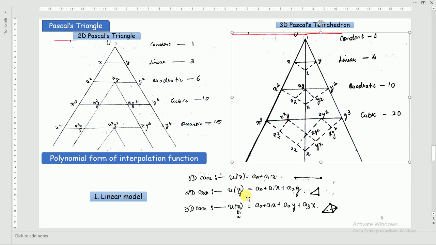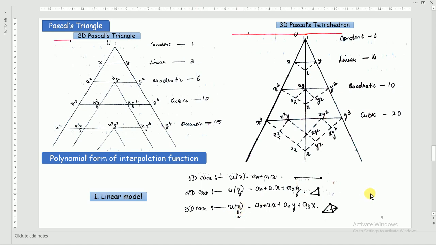Next, for the 2D case, u of x comma y is a0 plus a1x plus a2y. Similarly for the 3D case, u of x comma y comma z, that is a0 plus a1x plus a2y plus a3z. So this is for the 1D case. You can take down this. Are you getting it? How to write the polynomial functions for the linear model for the 1D case, 2D case and 3D case, for 1D element, 2D element and 3D elements.